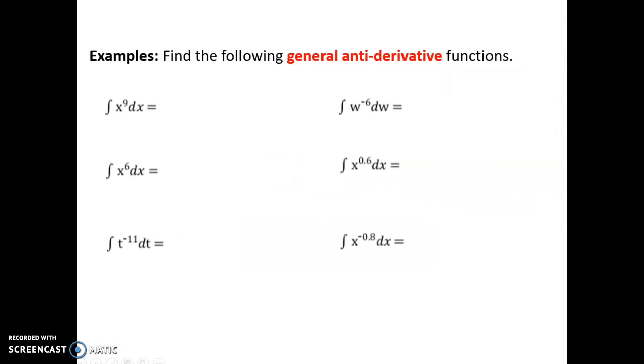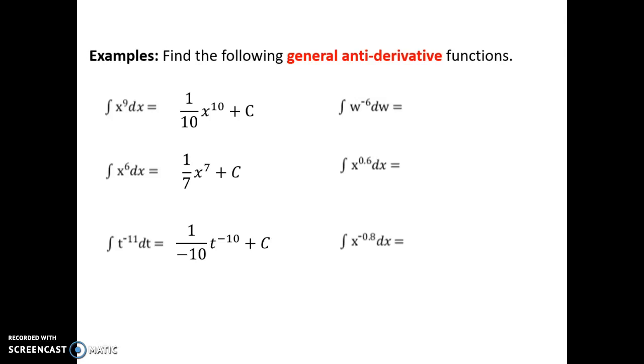Let's do some examples. Let's find the antiderivative of these functions. These are pretty easy using that rule. 1/10 x to the 10th plus c. 1/7 x to the 7th plus c. Be careful with negative exponents. We have 1 over -10 x to the -10. And we can remember the rule only applies when n does not equal -1.